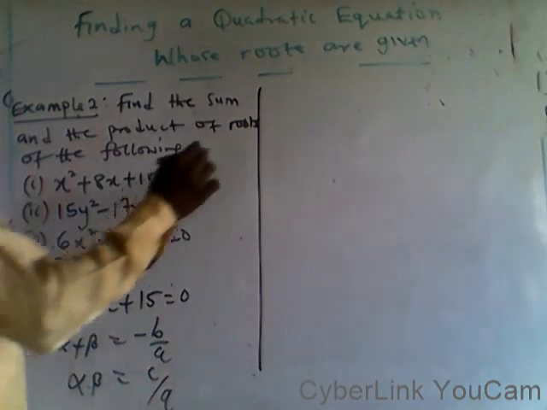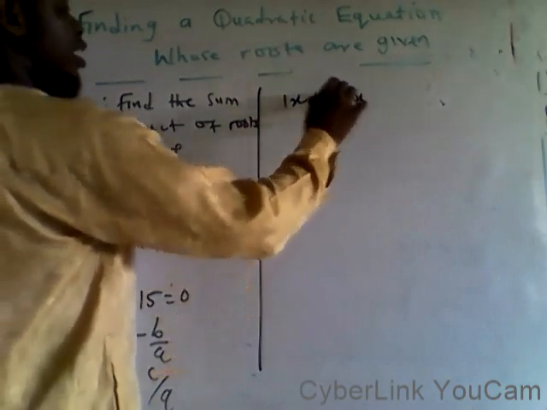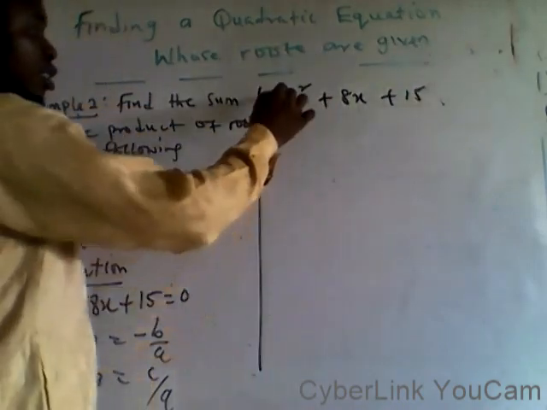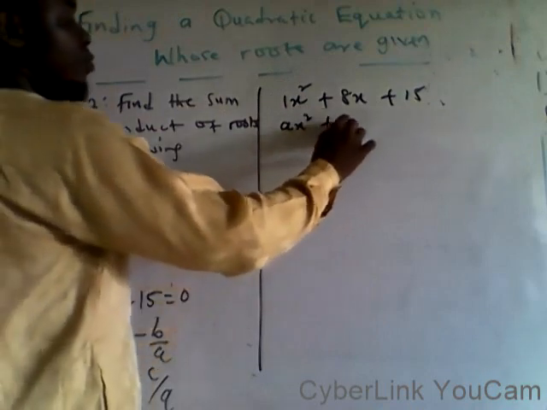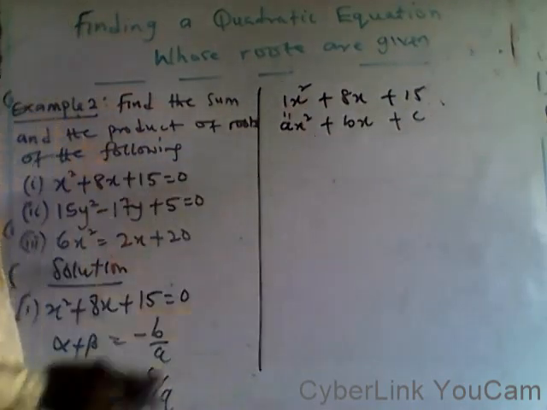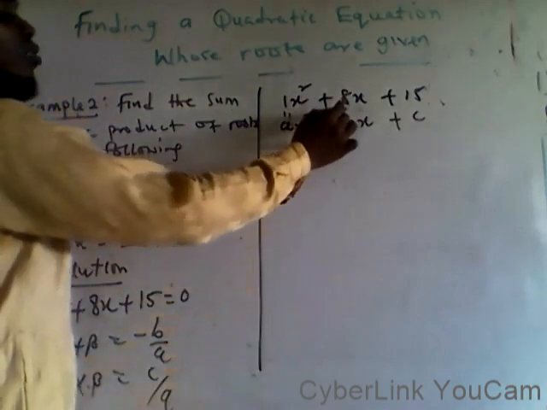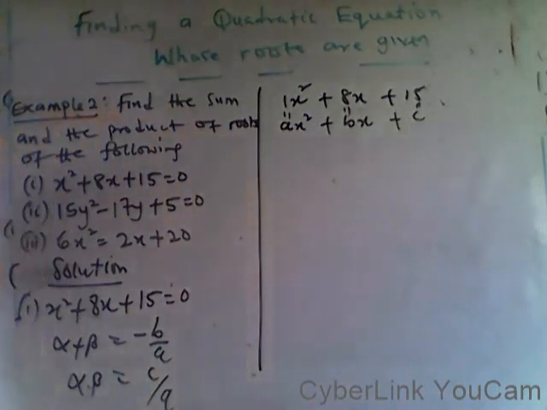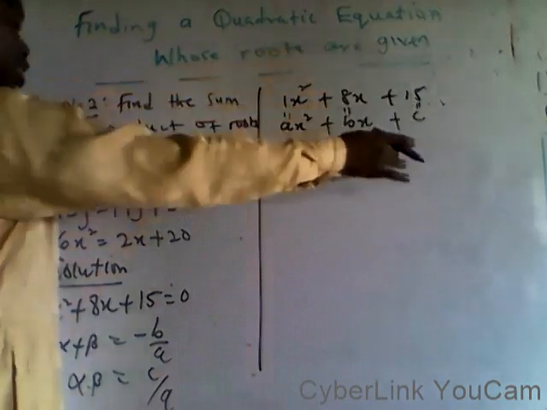Now from the first equation, let's write it. We have 1x squared plus 8x plus 15. From this expression, it is now like this: ax squared plus bx, then plus c. You see that? A equals 1. B equals 8. And C equals 15. That is just it. A is 1, B is 8, C is 15.